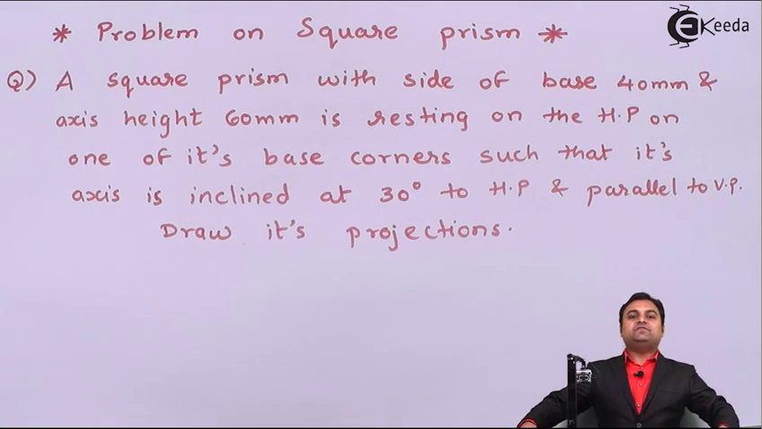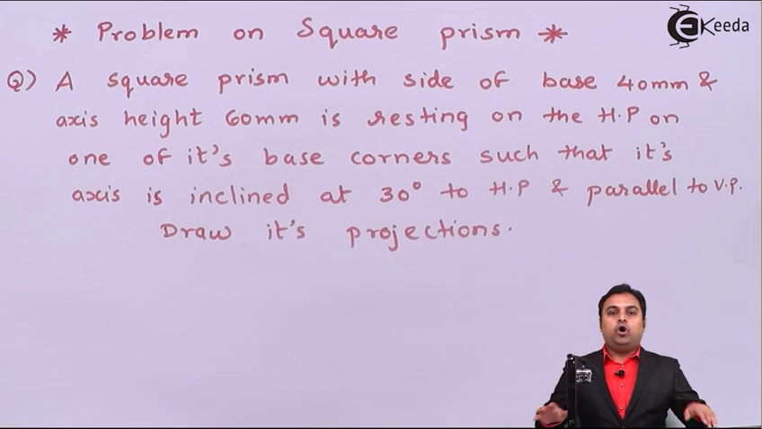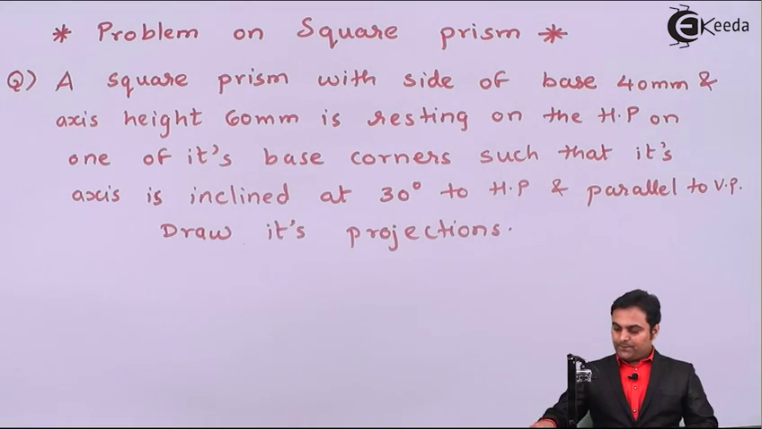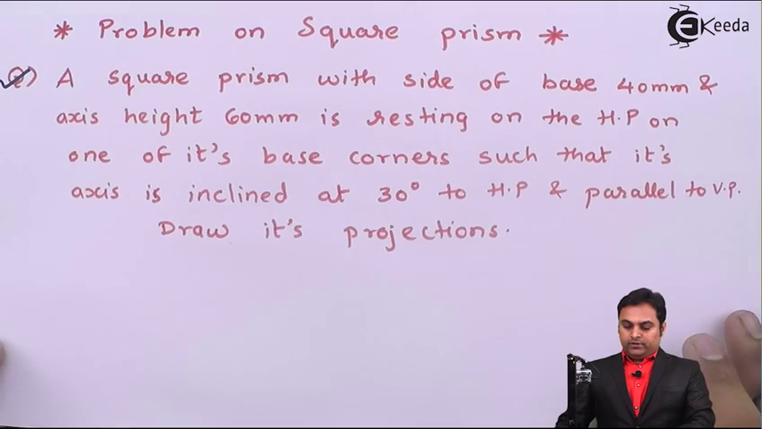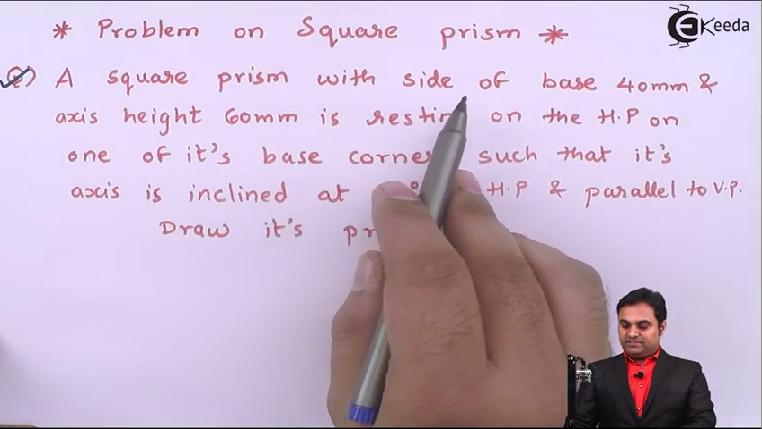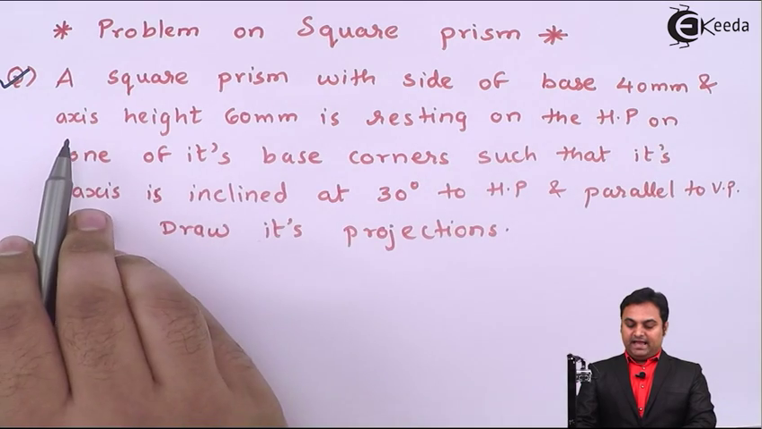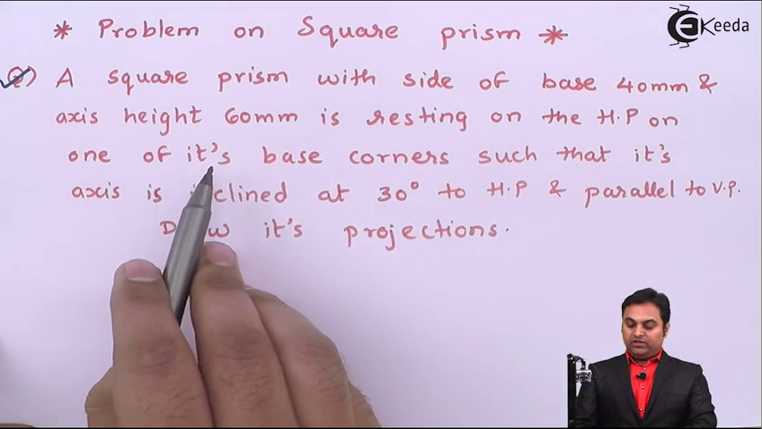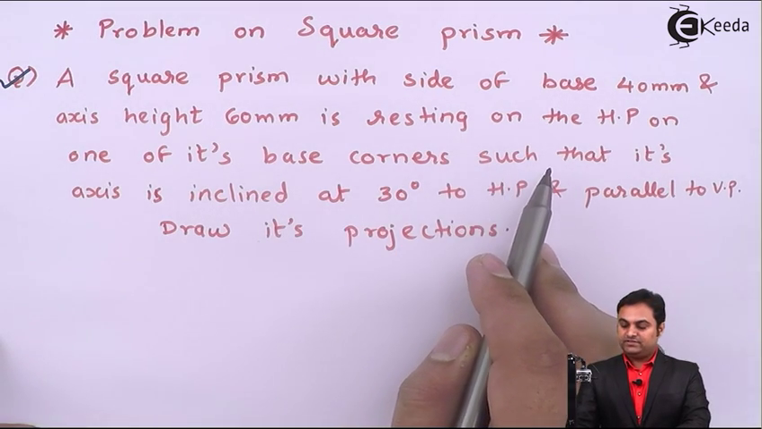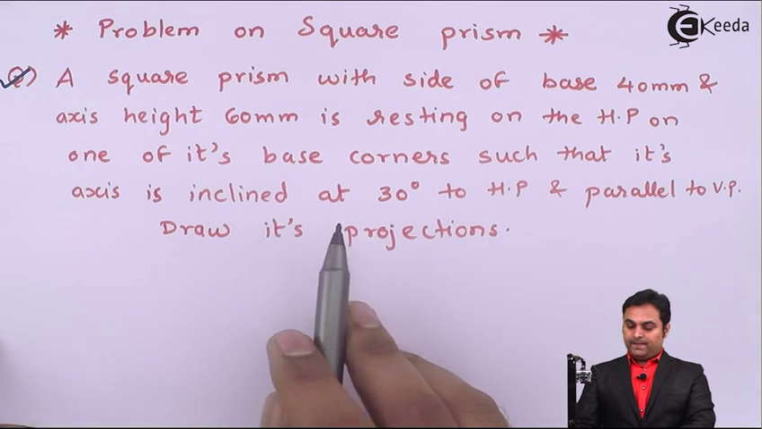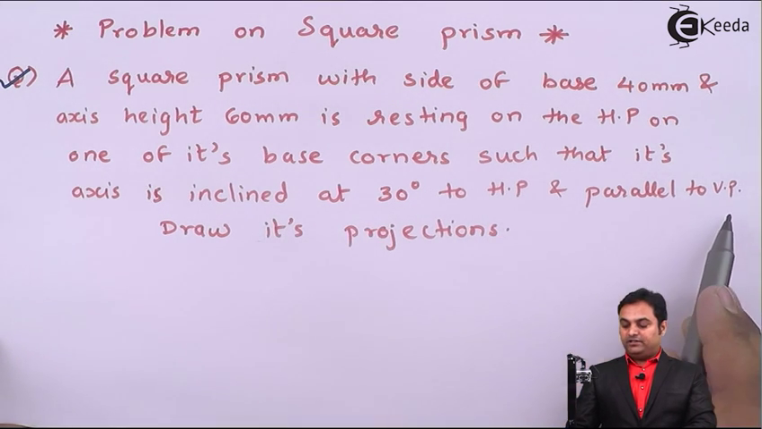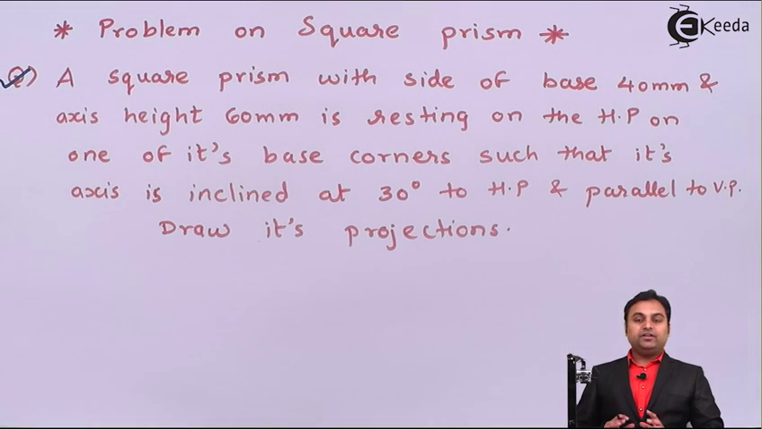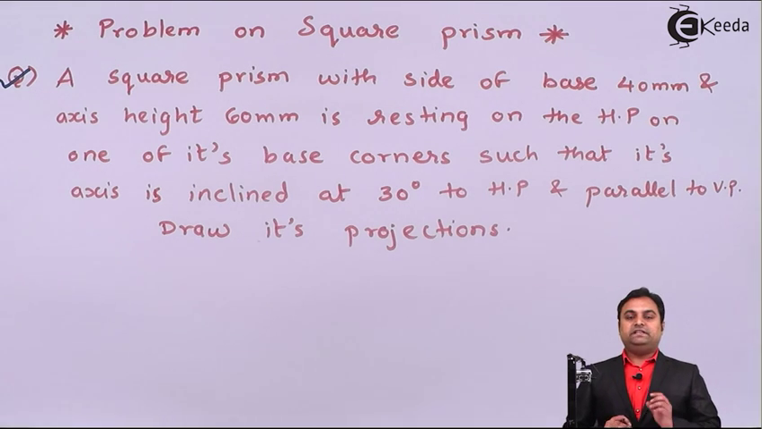Hello friends, here in this video we are going to see a problem on projection of solids for a square prism. Here is the question. A square prism with side of base 40 mm and axis height 60 mm is resting on the HP on one of its base corners such that its axis is inclined at 30 degree to HP and parallel to VP. Draw its projections.